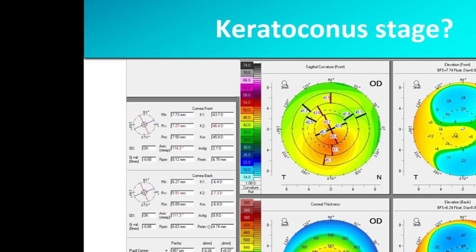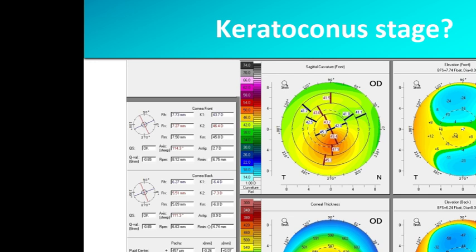Now, how do you imagine this patient? Is it a mild keratoconus, moderate stage keratoconus, or advanced stage keratoconus? Mild. This is mild. Exactly. Why? Km is 45, Kmax is 50, as you see, not high elevations that much. Thickness, 448. So it is mild keratoconus.